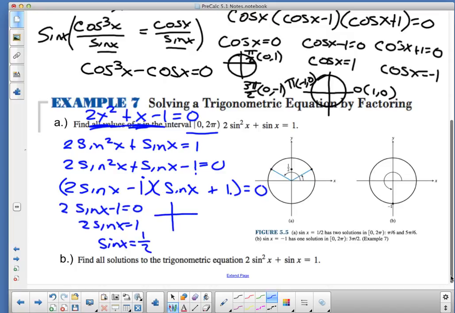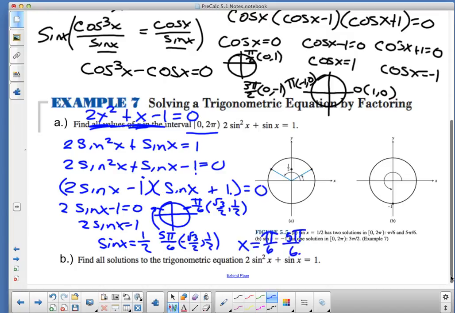Well, where is sine 1/2? If I spin around, sine is 1/2 there and there, at pi over 6. Okay, I've got the square root of 3 over 2 and 1/2. And at 5 pi over 6, I've got the negative square root of 3 over 2 and 1/2. So my sine is 1/2 at x being, then I'll put those answers down here, x is equal to pi over 6 and 5 pi over 6. Okay, for that first one.